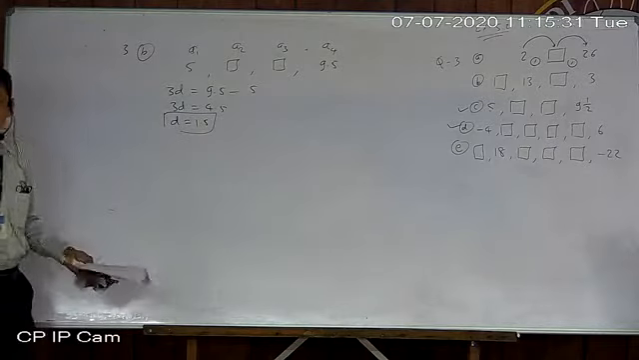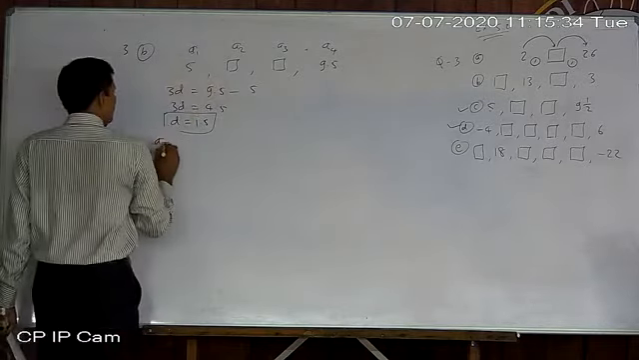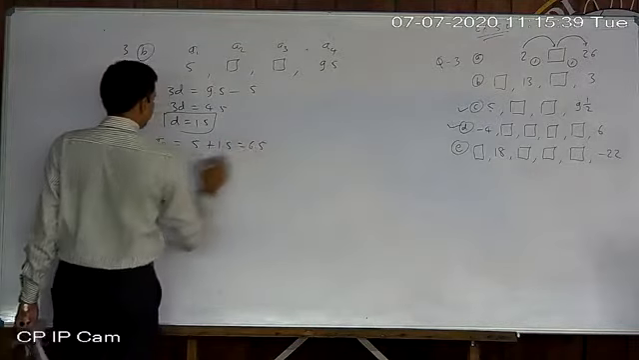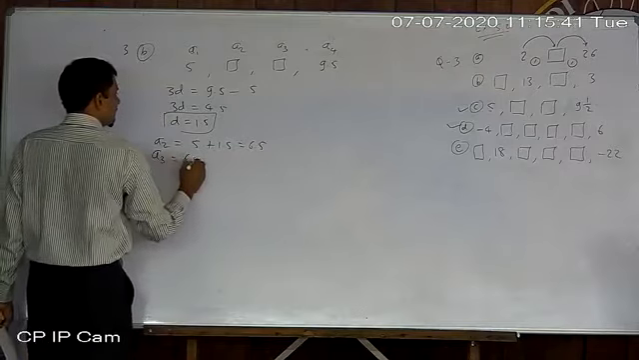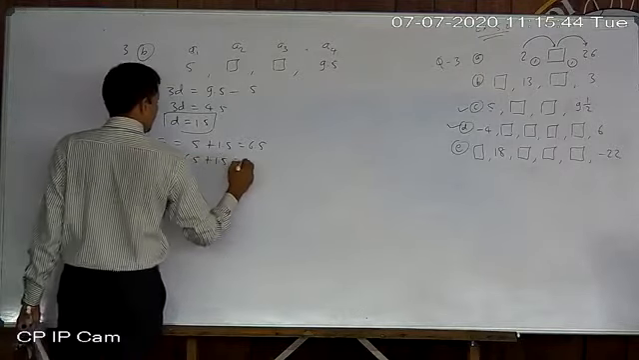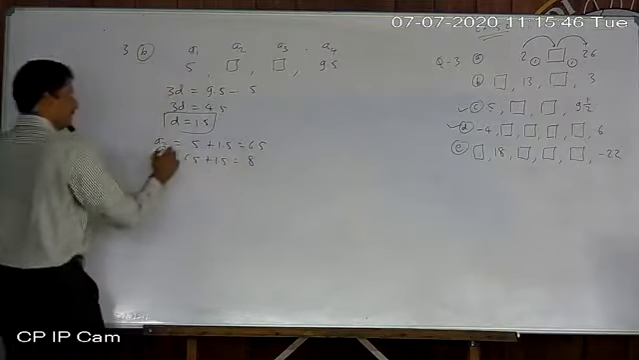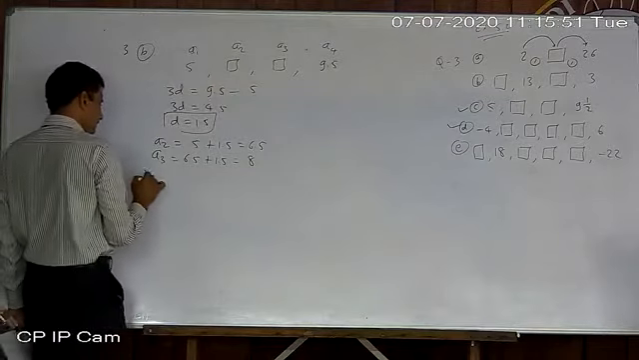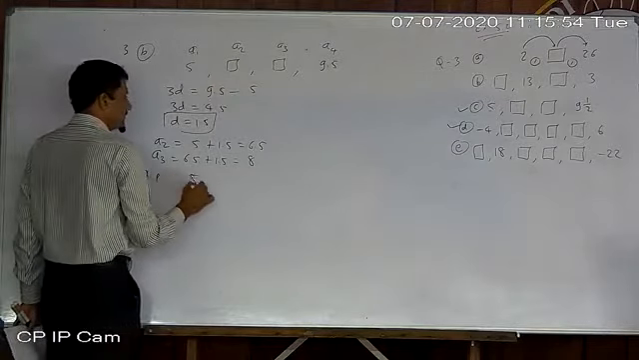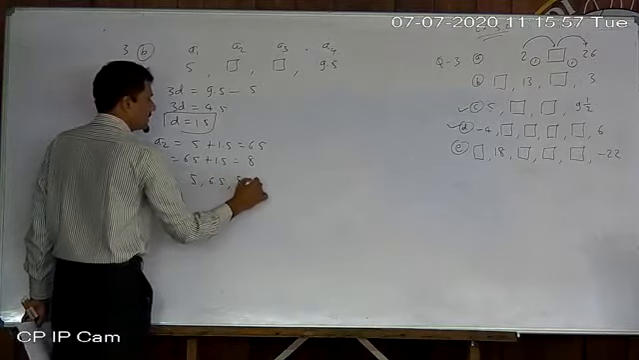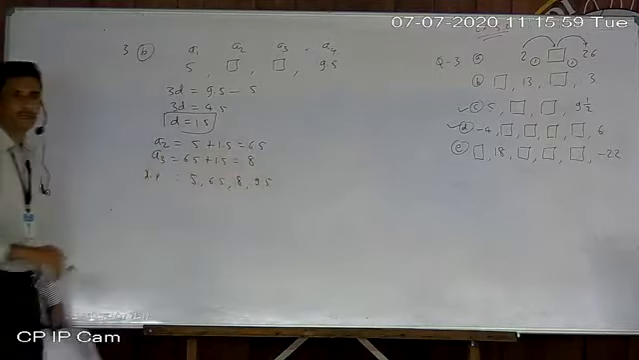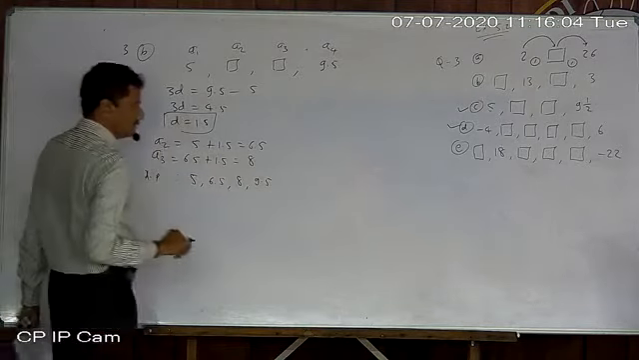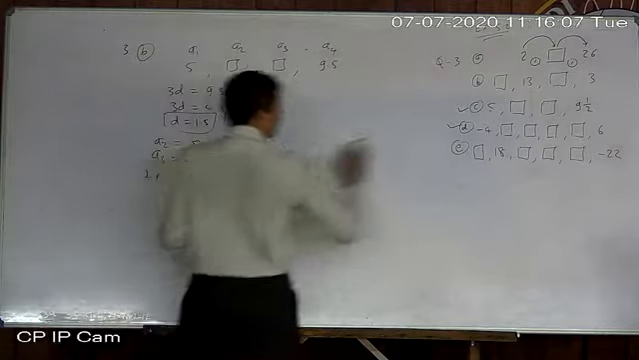Okay, now nothing is difficult, just add. So A2 is equal to nothing but 5 plus 1.5, 6.5. A3 equal to 6.5 plus 1.5, 8. Okay, now you will get 8 plus 1.5, 9.5 also. So now write down that AP: 5, 6.5, 8, 9.5. You can verify it also. Okay. So everywhere it is the same only. Okay. Number 4 you can do.